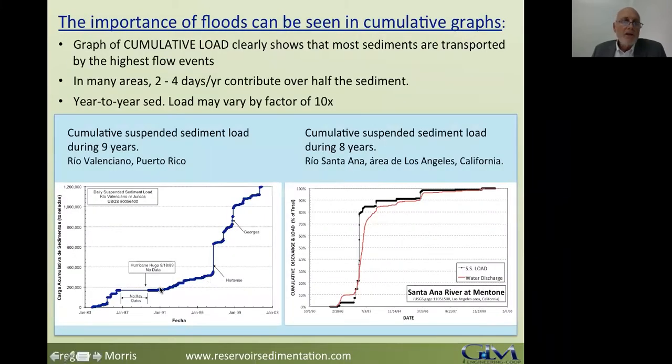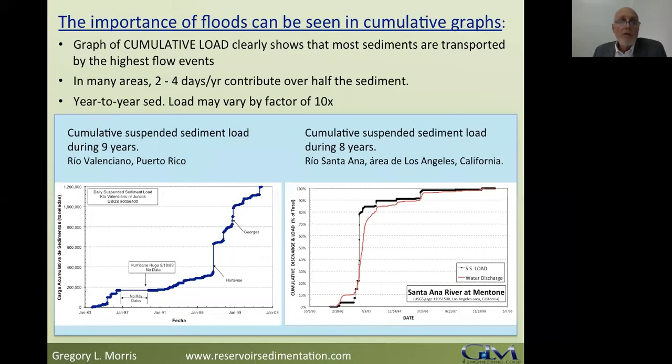Here's some more data. On the left-hand side, I've got Rio Valenciano from here in Puerto Rico, and you'll see the effect of Hurricane Hortense, which was a very wet hurricane, didn't have a lot of wind, but it's very wet. And you can see that the one-day sediment yield was about equivalent to several years of normal precipitation. Here's another example, from the Santa Ana River in Southern California, and you'll see again a very large event accounted for most of the sediment yield over this 8-year period.